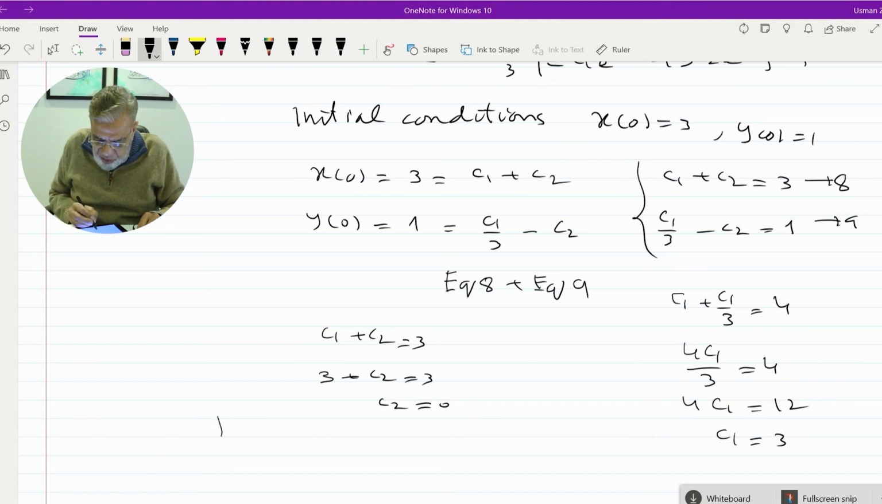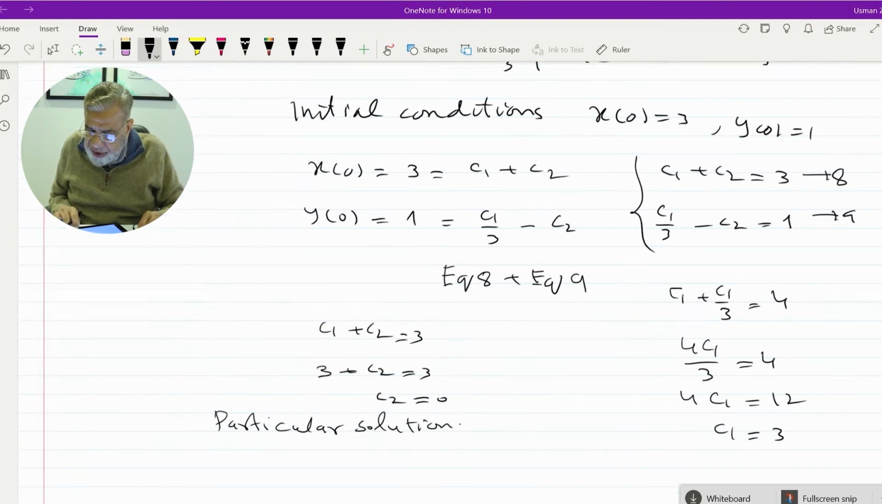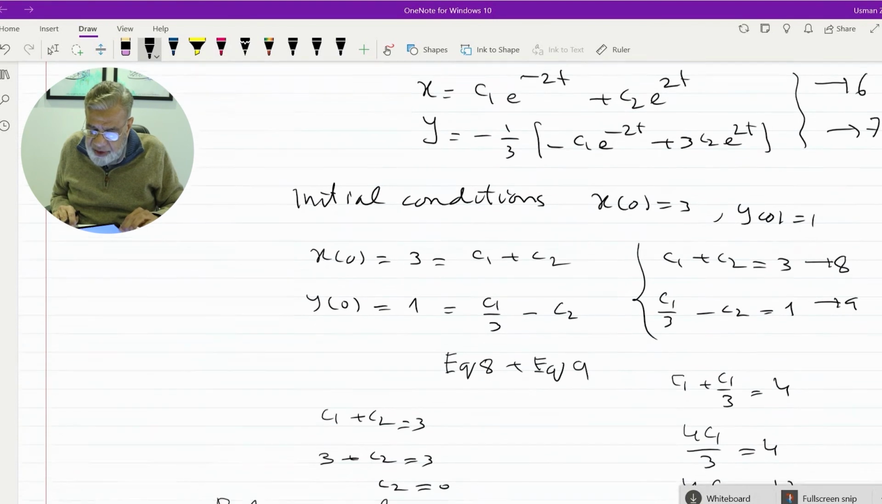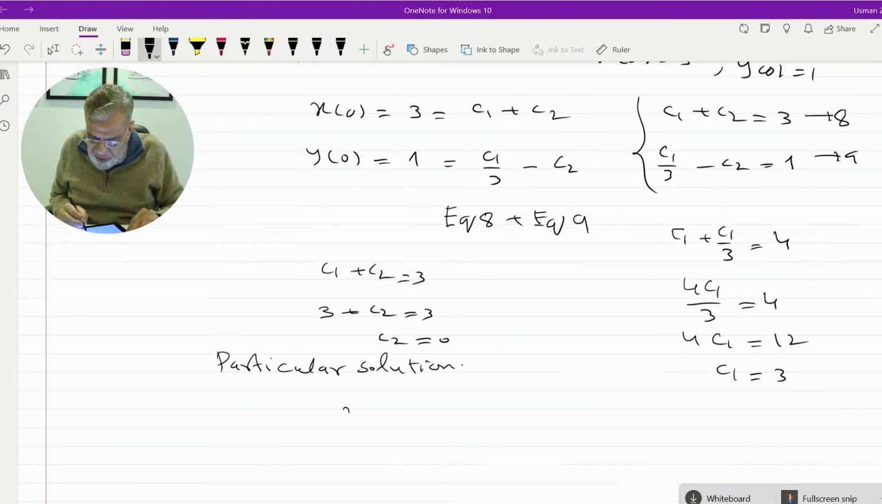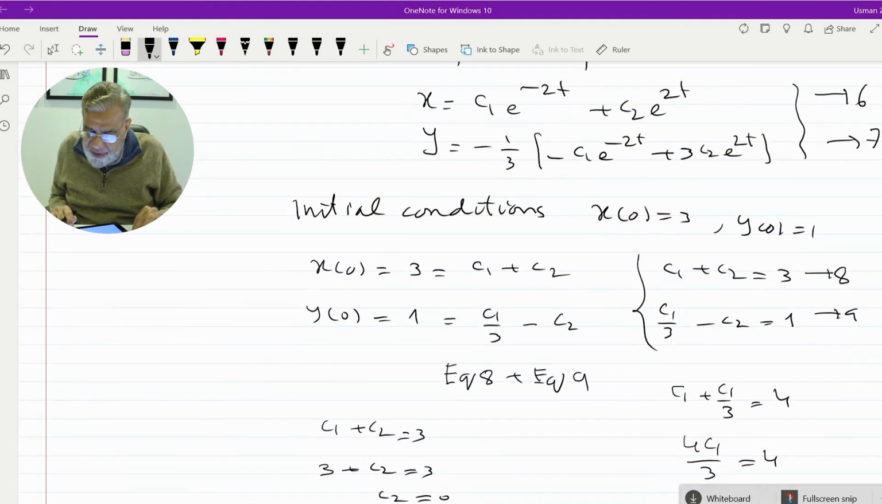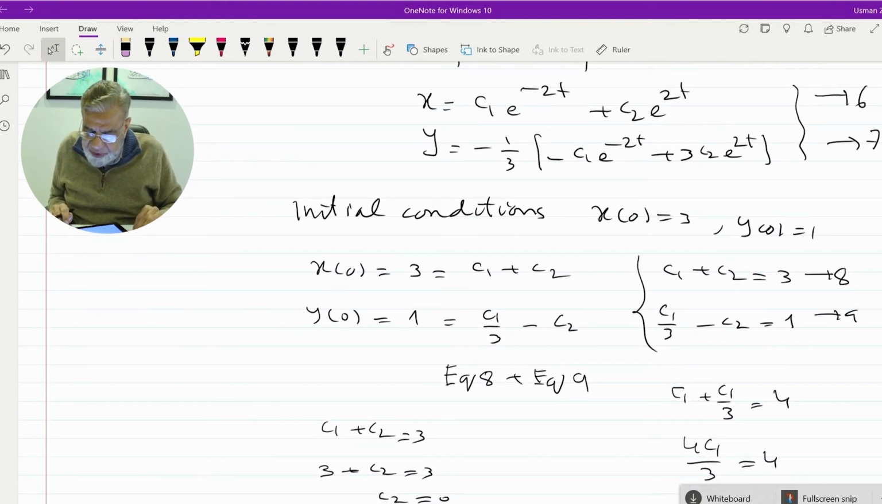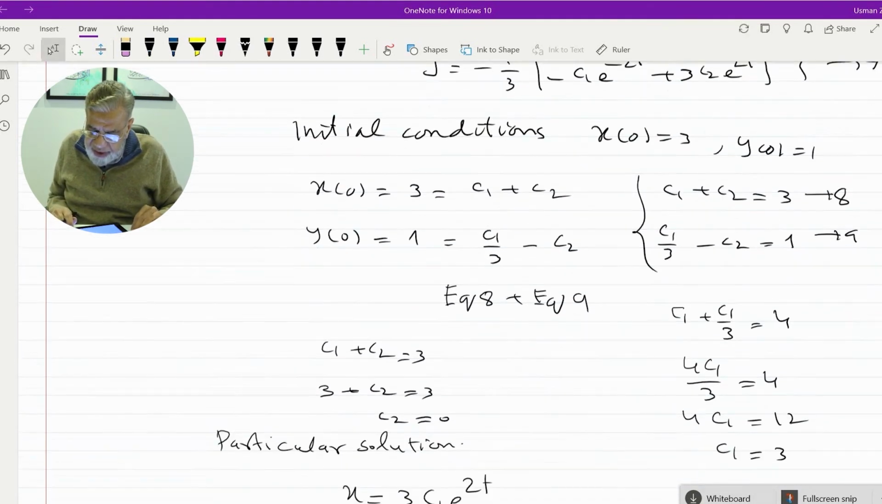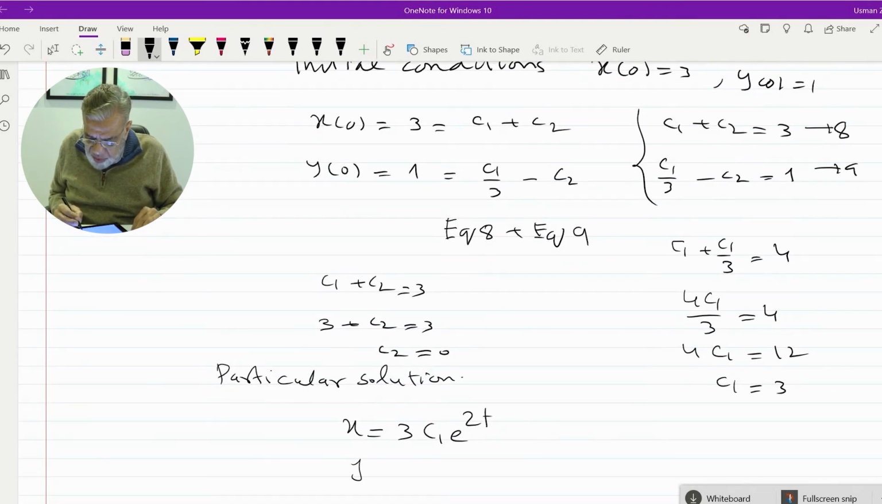So my particular solution of my differential equation is by substituting the value of c1 equal to 3 in number 6, we get x is equal to 3 e to the power 2t, and then we put the value of c2 equal to 0, c1 equal to 3, we get y equal to e to the power 2t. So, this is my solution of the initial value problem.